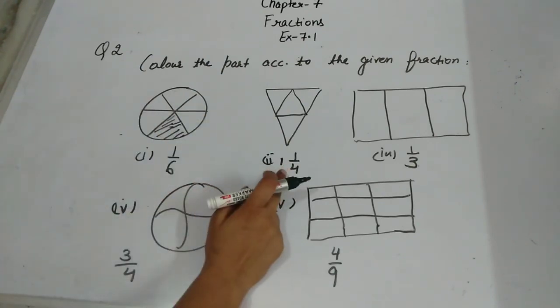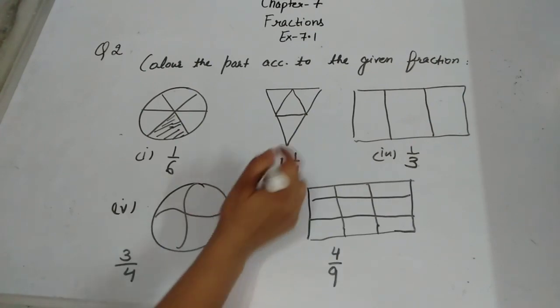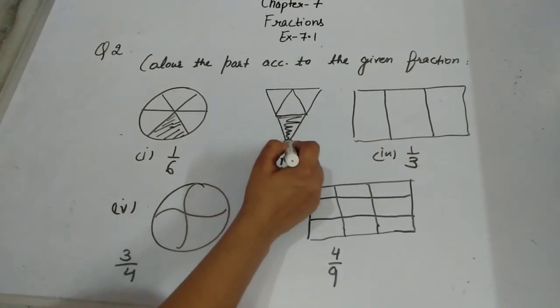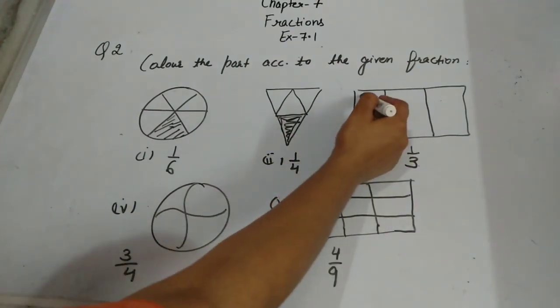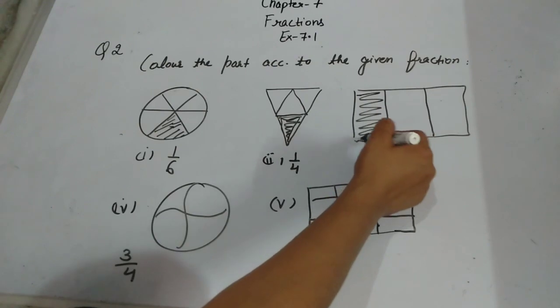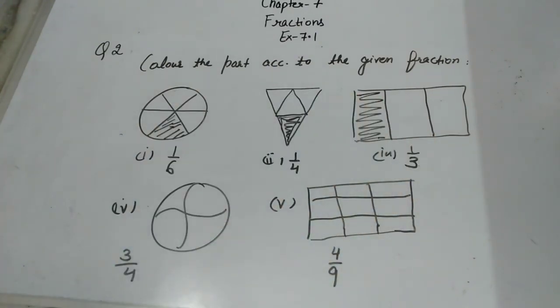In the second, 1 by 4. That means total parts are 4 and you have to fill one of them. So any one you can fill. Third part, 1 by 3, total parts are 3 and you have to fill one part, any part you can fill. And the rest 2 parts are your homework, you can do it yourself. If you find any doubt, you can write in the comment box. So let us move on to question number 3.